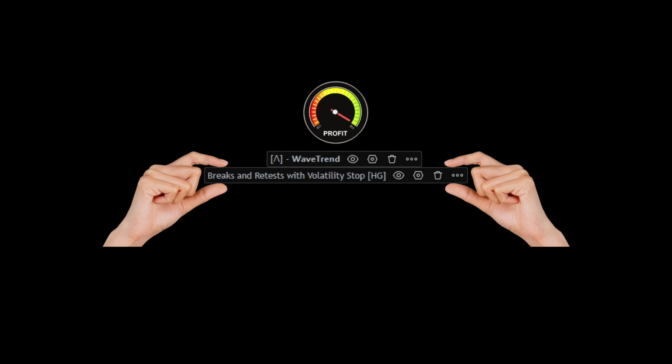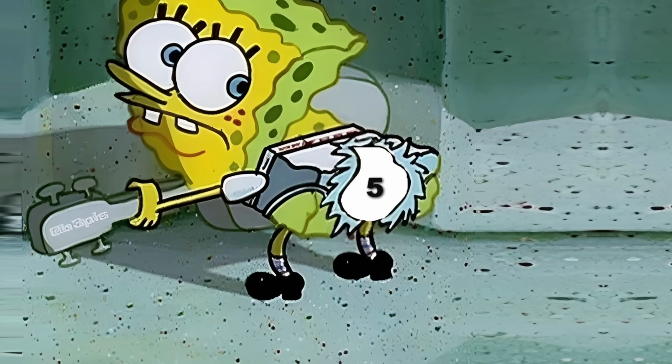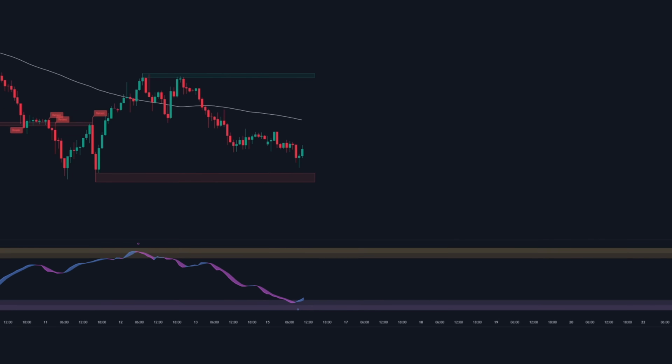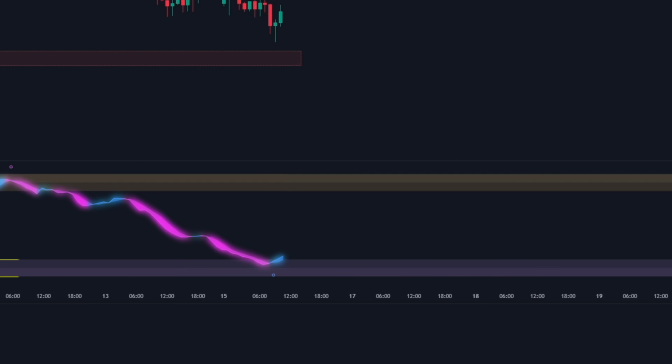Now here's where everything comes together into a powerhouse strategy. Let me show you exactly how to combine these indicators for maximum profitability. To take a long position, we need 5 specific conditions. First, the WaveTrend ribbon must enter the oversold level and a blue circle must print, indicating oversold conditions.